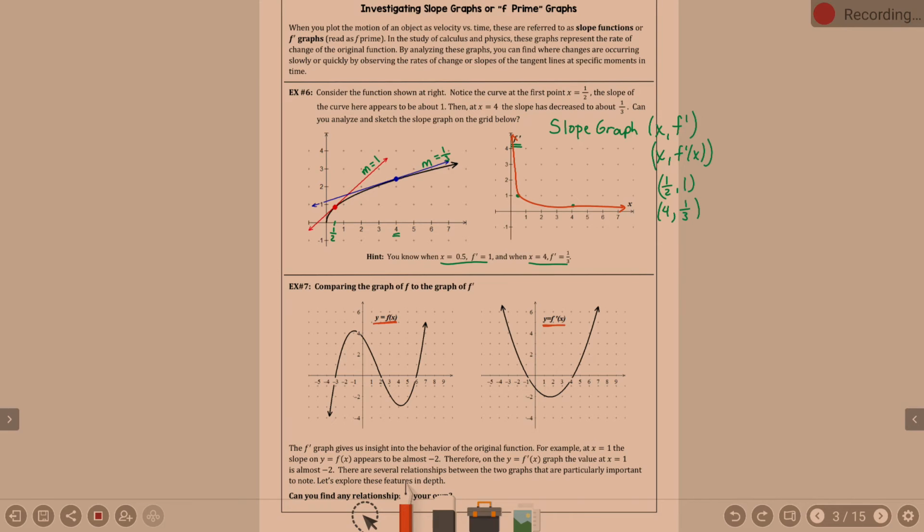Several relationships between the two graphs that are particularly important to note. Let's explore these features in depth. So, let's see. What did she mention there? The 1. Okay. So right here, when we look at 1, the claim is that the slope is about negative 2 here. So then over here, what is this value at about? At about negative 2. Okay.